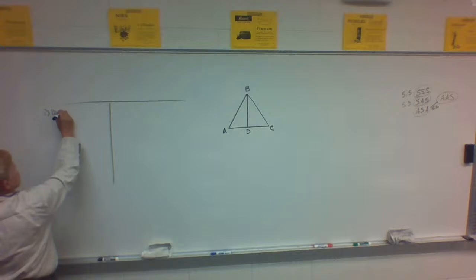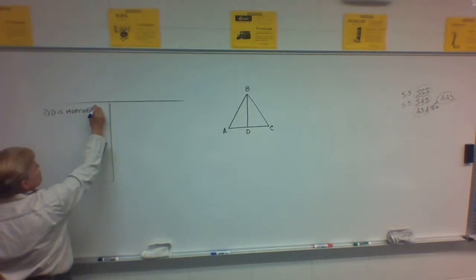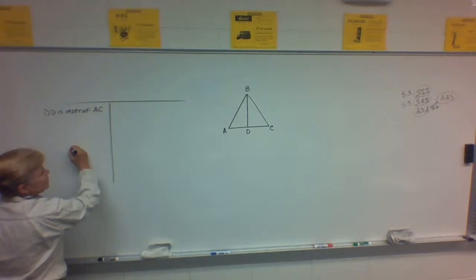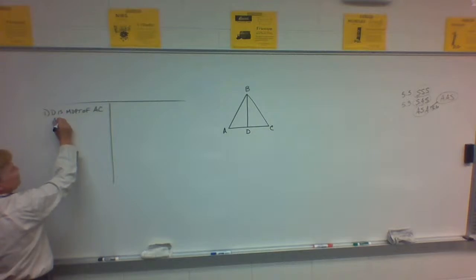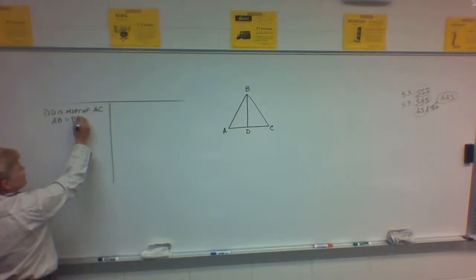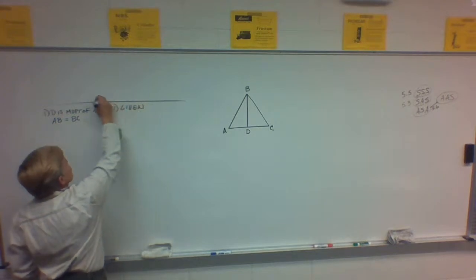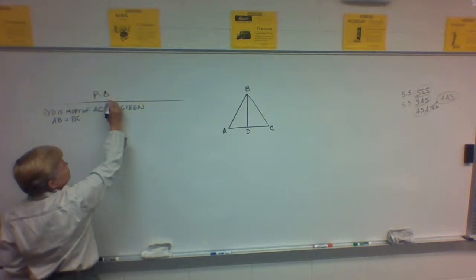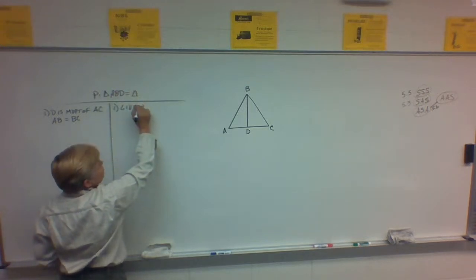D is the midpoint of AC. And you might be given that AB equals BC. Prove that triangle ABD is equal to triangle CBD.